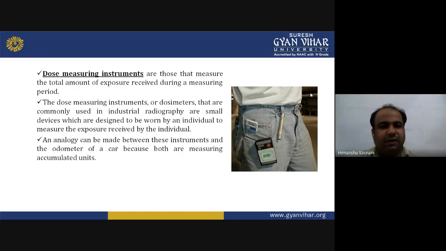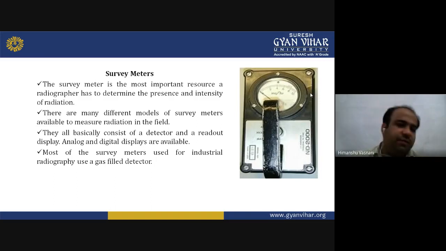Dose measuring instruments are those that measure the total amount of exposure received during the measuring period. Dosimeters, commonly used in industrial radiography, are small devices designed to be worn by an individual to measure the exposure received by that individual. An analogy can be made between these instruments and the odometer of a car, because both measure accumulated units. Now survey meters. We are starting with this.